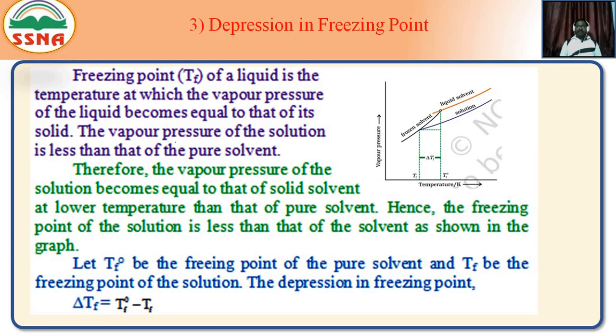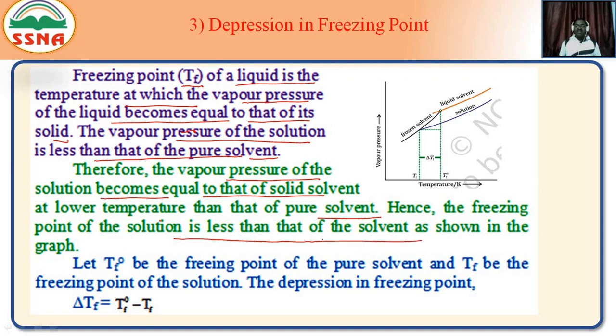The next colligative property is depression in freezing point. The freezing point Tf of a liquid is the temperature at which the vapor pressure of the liquid becomes equal to that of its solid. The vapor pressure of a solution is less than that of the pure solvent. Therefore, the vapor pressure of the solution becomes equal to that of the solid solvent at a lower temperature than that of the pure solvent. Hence, the freezing point of a solution is less than that of the solvent, as shown in the graph.